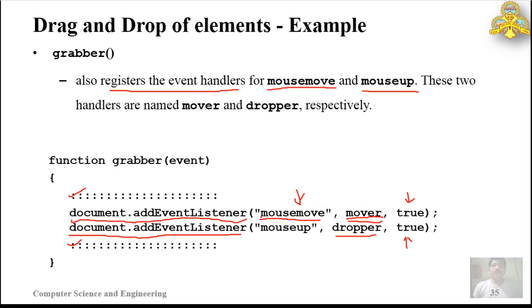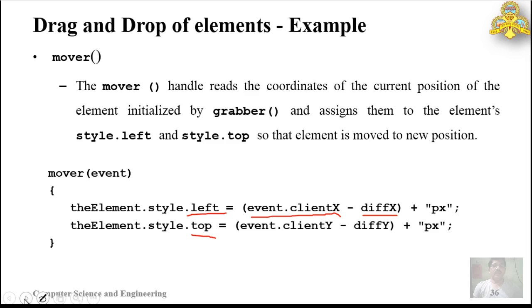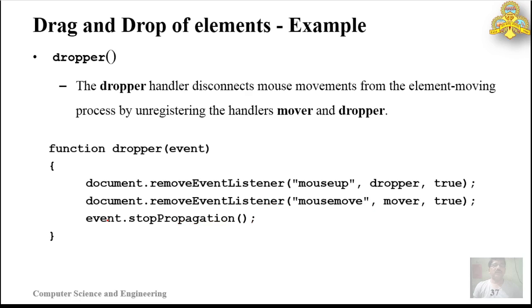When I move the mouse, the mover function is executed. When I release the button, that is mouse up, the dropper function is invoked. That means when I release the mouse button, dropper will be invoked and no further movement of the element is to be done. So here is dropper.